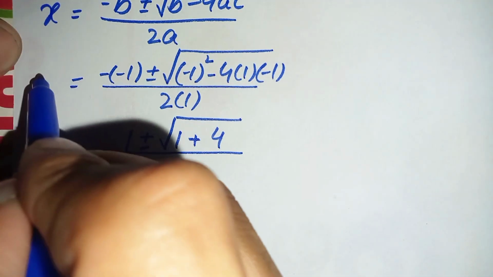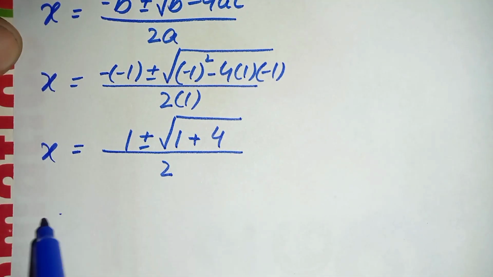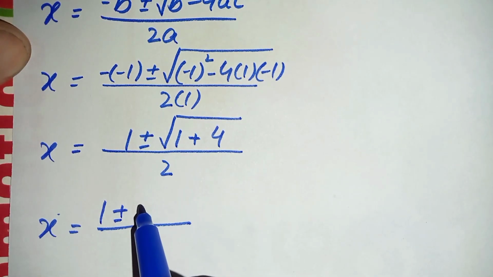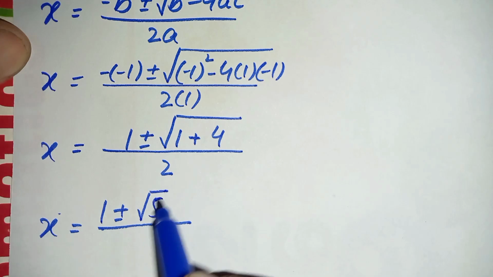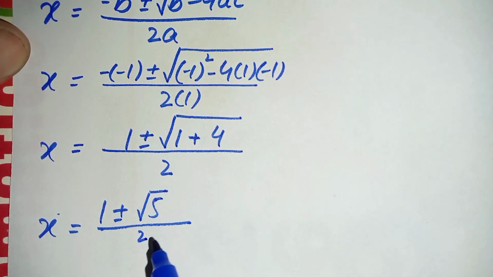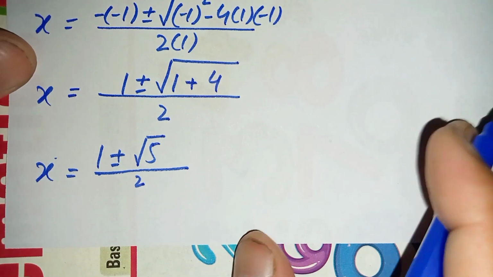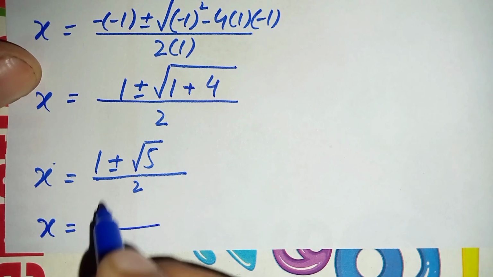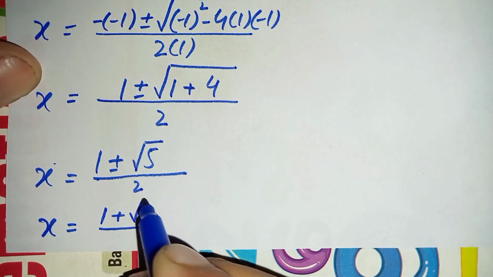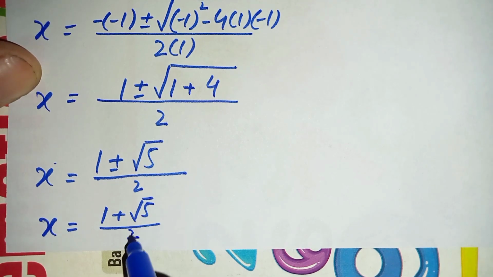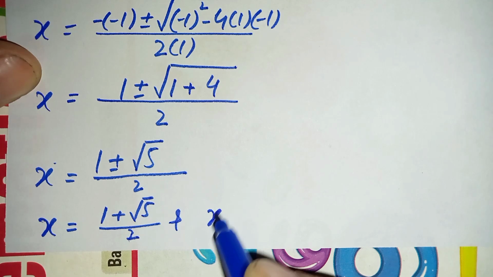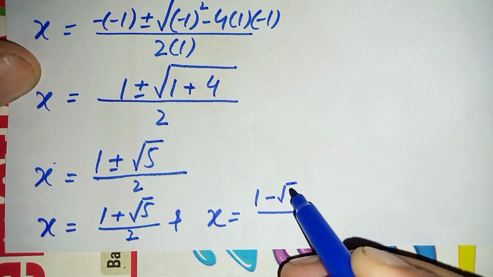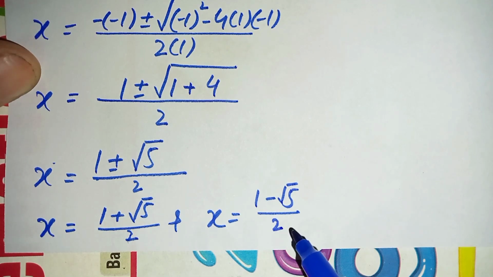So next it will become 1 plus minus square root of 5, divided by 2. And here we have two possible values of x. The first one is x equals 1 plus square root of 5 divided by 2, and the second value is x equals 1 minus square root of 5 divided by 2.